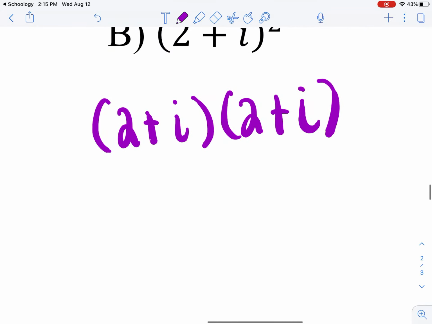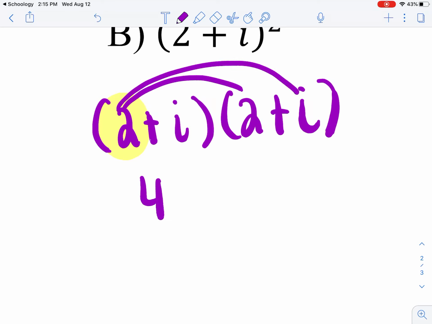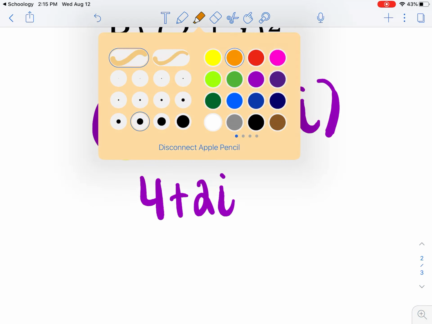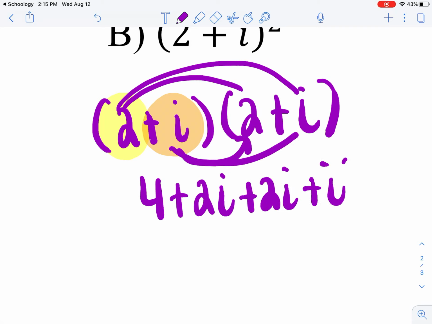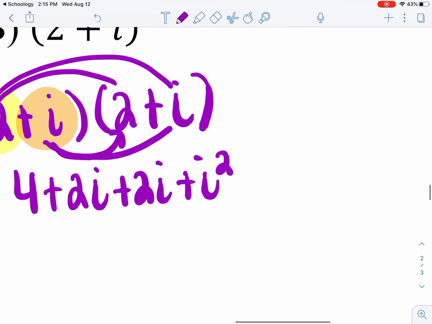Okay, now I need to multiply this out. I'm going to start by distributing this 2 to both of my terms in the second binomial. So 2 times 2 is 4. 2 times i is 2i. Now I'm going to distribute my second term, which is i. i times 2 is 2i. i times i is i squared.